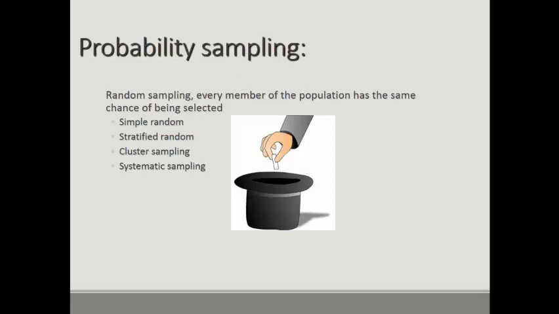Probability sampling is random sampling. In any kind of probability sampling, every member of the population has the same chance of being selected. Probability sampling includes simple random sampling, stratified random sampling, cluster sampling, and systematic sampling.